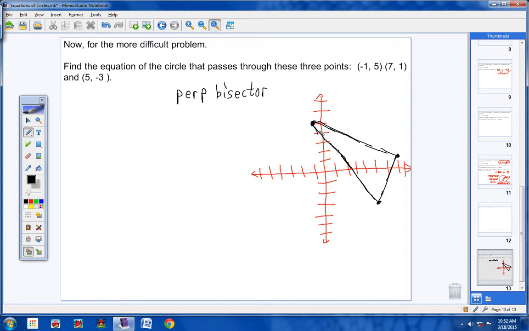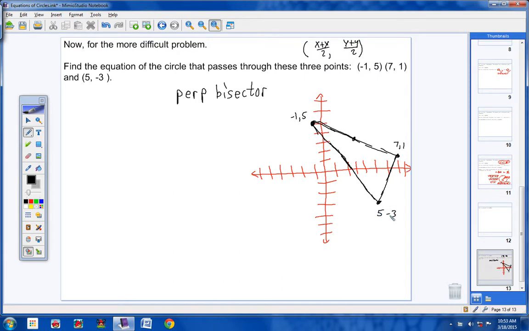Now, first of all, we can go with different sides. It really doesn't matter which one that we do. But here's what we're going to do. We're going to start out by finding the perpendicular bisector of this side here. Okay, so here we go. The midpoint is about right here, and here's the midpoint formula. Remember, it's x plus x divided by 2, comma, y plus y divided by 2. So this point here is negative 1, 5. This point here is 7, 1. And this point here is 5, negative 3.